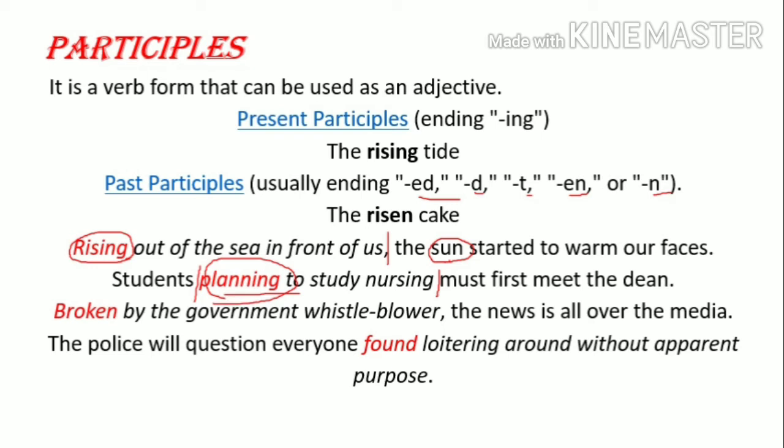Broken by the government whistleblower, the news is all over the media. Again, you have the participle phrase, broken by the government whistleblower. And this phrase starts with the past participle broken. The police will question everyone found loitering around without apparent purpose. Police will question everyone is complete. But then you have additional information, like everybody will not be questioned, only those who are found loitering around without apparent purpose. And it starts with the past participle found.